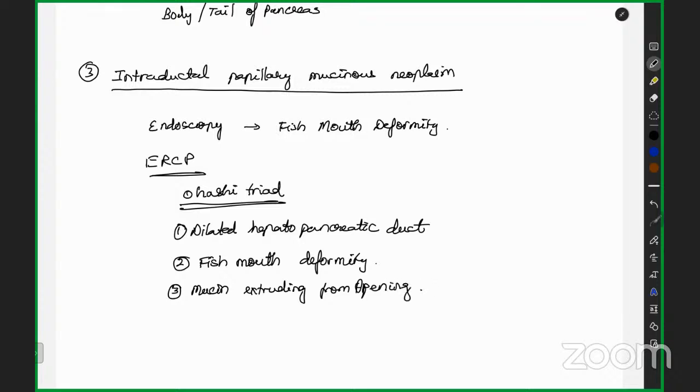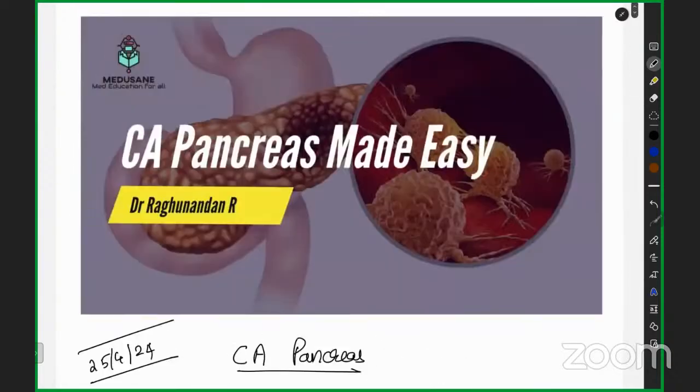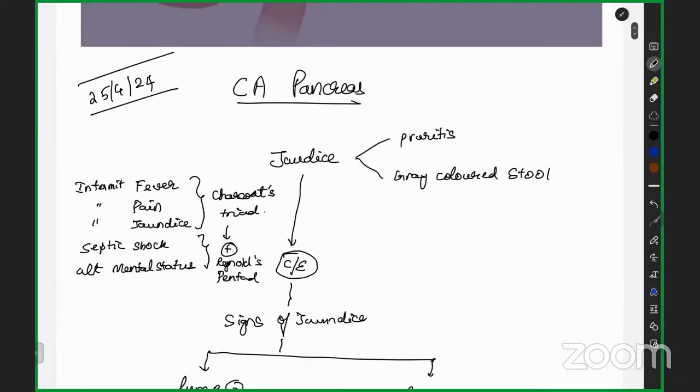So once again, I'm going to quickly revise for you all. Are you all ready to revise along with me? Okay, so just 5 minutes, we are going to revise and we are going to close today's session. CA pancreas. When my patient is going to be having jaundice, pruritus and gray colored stool.